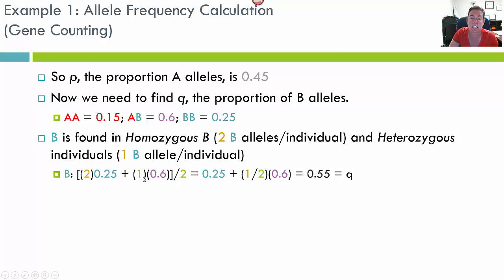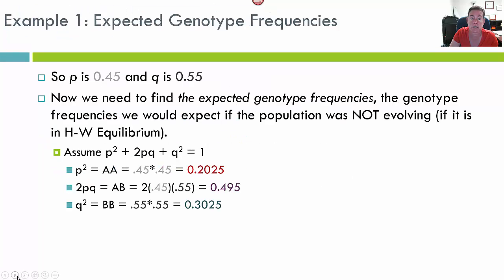This is 0.5 plus 0.6 is 1.1. 1.1 divided by 2 equals 0.55. A second method of doing it is 0.25 plus 1/2 of 0.6 equals 0.55. So note that Q equals 0.55, or the frequency of B equals 0.55 in this population.